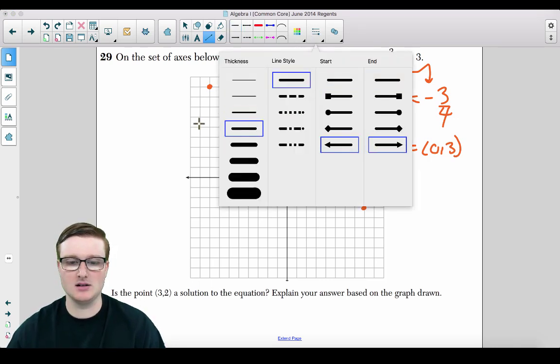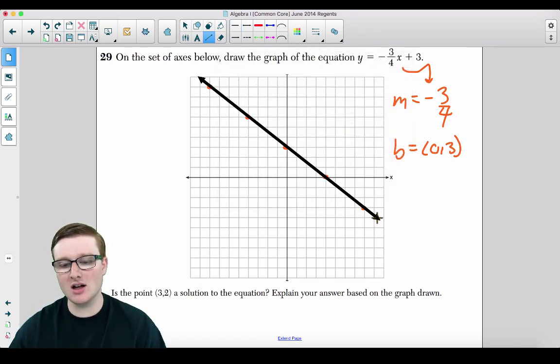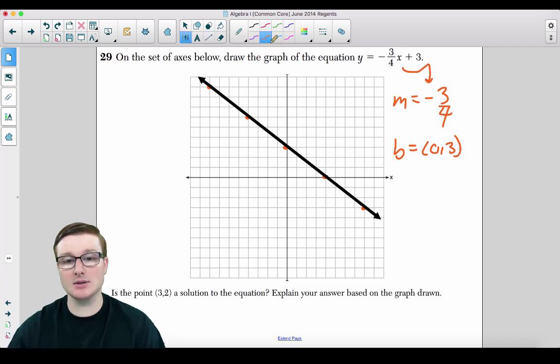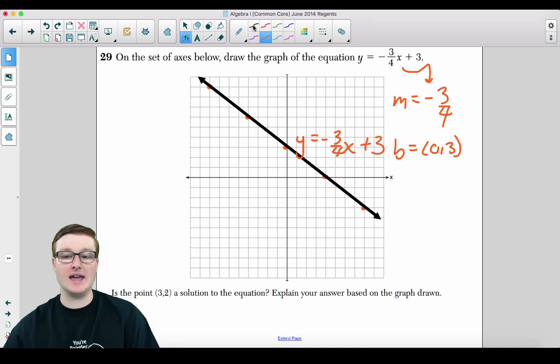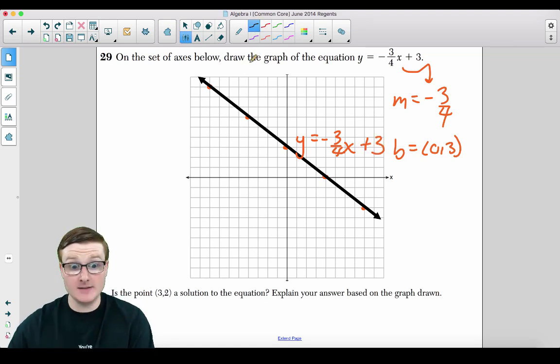Okay, so I'm going to draw this line, and I'm going to label it: y is equal to -3/4 x plus 3. Okay, so that will give you 1 point. Now it says, is the point 3, 2 on a solution to the equation? Explain your answer based off the graph.